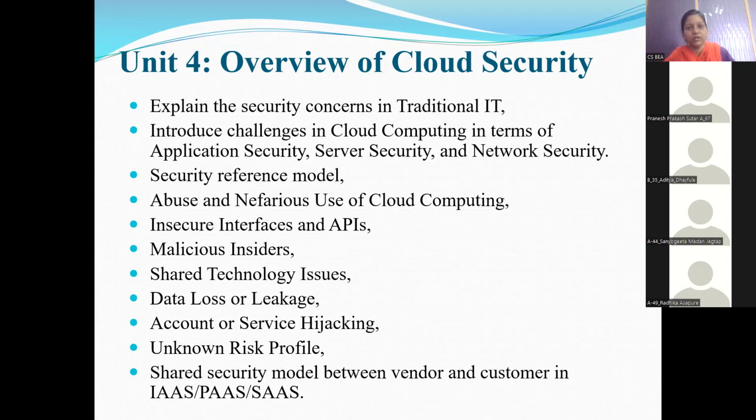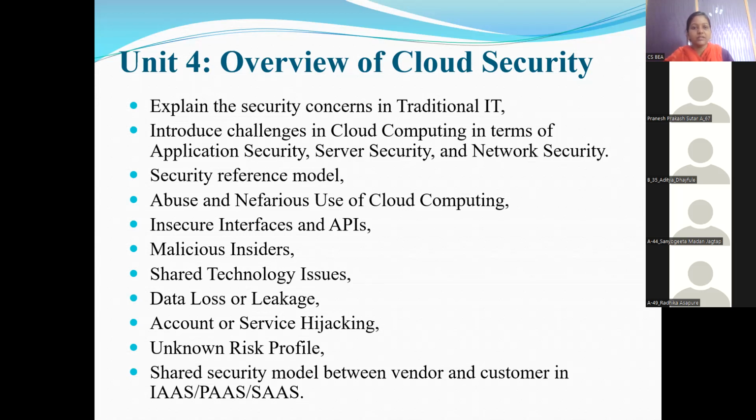So in this unit, we are going to cover the bits like explain the security concerns in traditional IT. Okay, information technology. That means whatever the security concerns are there, what type of security is required for our overall system, our network, whatever the applications that we are having. So that part we are going to cover in this. Now, then introduce challenges in cloud computing in terms of application security, server security, and network security. So what are the different challenges present in case of cloud computing from the application point of view, from the server security point of view, and network security point of view that we are going to cover.